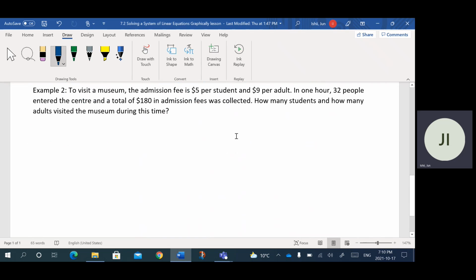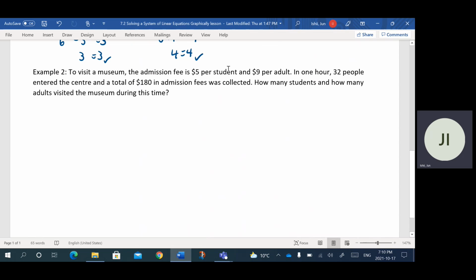All right, so the next one here, this example is kind of reviewing the stuff we did in the previous lesson, where we're given a word problem and we want to create the system, and then we need to solve it. So to visit a museum, the admission fee is $5 per student, $9 per adult. In 1 hour, 32 people entered the center, and a total of $180 in admission fees was collected. All right, so how many students and how many adults visited the museum during this time?